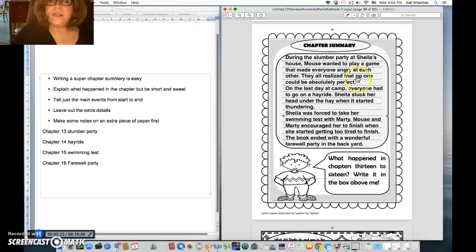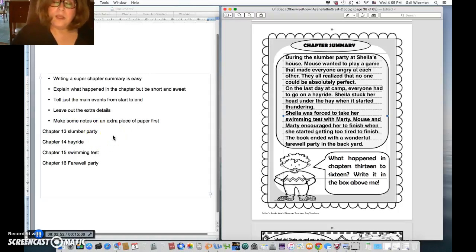They all realized that no one could be absolutely perfect. Notice that I used a cool word over here. I'm trying to be as interesting as possible. These two sentences are just about chapter 13. Were there more than two sentences in chapter 13? Yes. Could I go on and on and on?